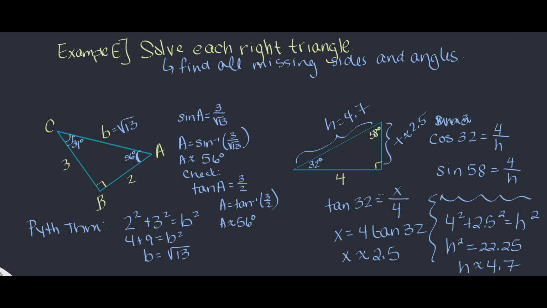So again, solving a right triangle means finding all of the missing sides and angles. Once you have all three sides and all three angles, you're done.